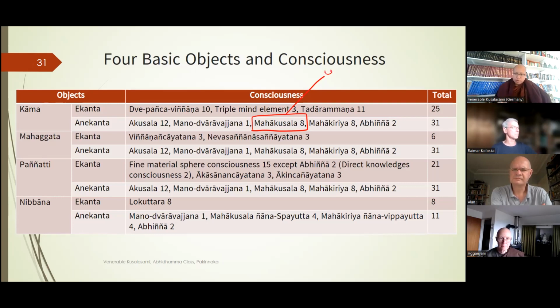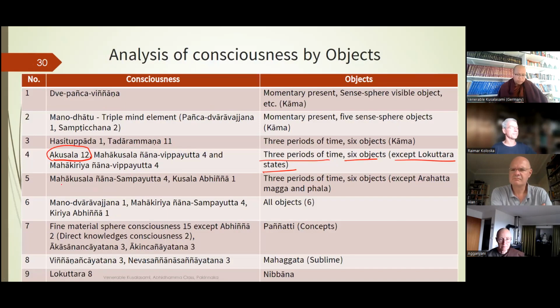Four consciousness are without knowledge, another four are with knowledge. Nyana Vippayutta and Nyana Sampayutta. Without knowledge, Nyana Vippayutta. With knowledge, Nyana Sampayutta. So here as well, you can find the Mahakusala Nyana Vippayutta 4, great wholesome consciousness without knowledge. And this one as well takes six objects except Lokuttara states. So Nyana Vippayutta, without knowledge, even though it is good, wholesome consciousness, cannot take Nibbana as its object.